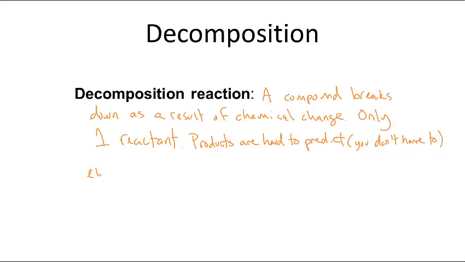So here, an example of a decomposition would be the opposite of a combination. You have substance AB makes A plus B, and this is like a divorce or a breakup. So pretty straightforward. One substance breaking into many, the products of which are difficult to predict.